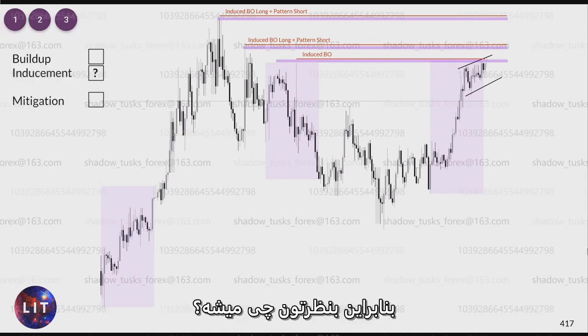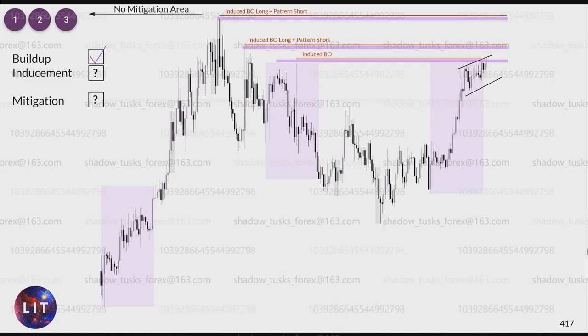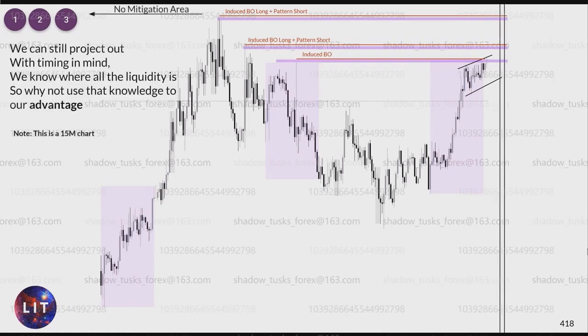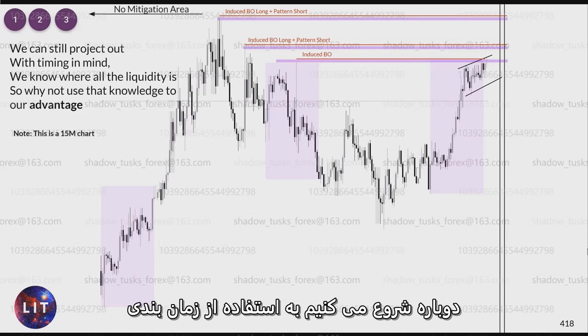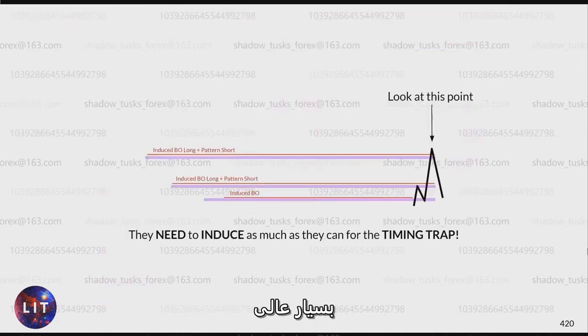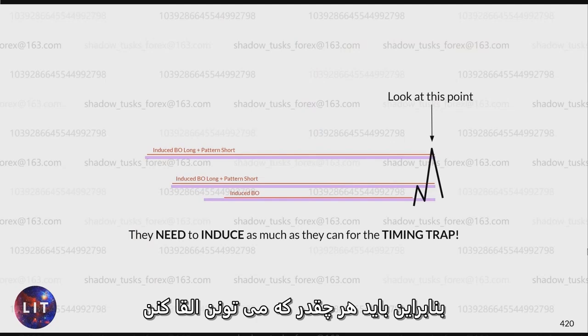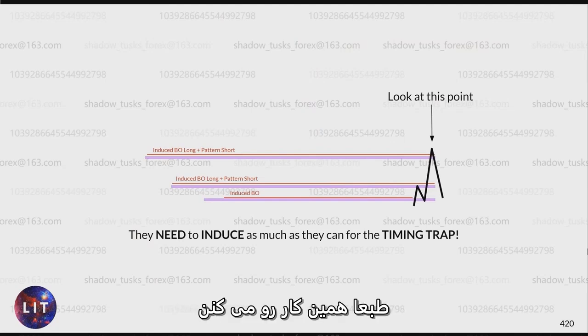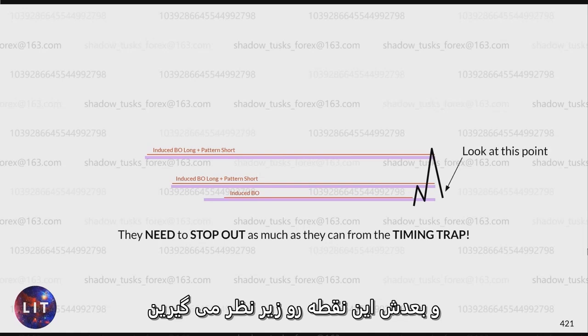So guess what? Do we have an inducement yet? No. Do we have a build-up yet? Yeah. Do we have a mitigation? No. So what do we do? Timing. We started to use timing again. All of a sudden, could this make sense? 100% it could make sense. Awesome. So what do we get? Something like this can be the case. So they need to induce as much as they can, right? They obviously do. And then, of course, you look at this point.